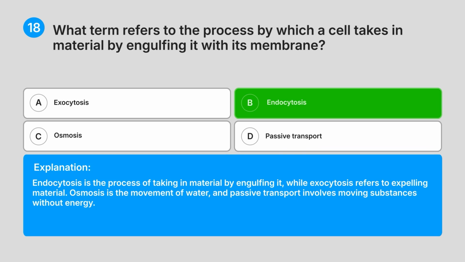Endocytosis is the process of taking in material by engulfing it, while exocytosis refers to expelling material. Osmosis is the movement of water. And passive transport involves moving substances without energy.